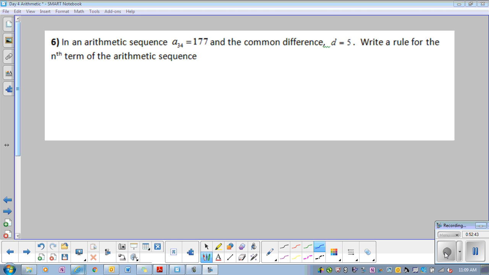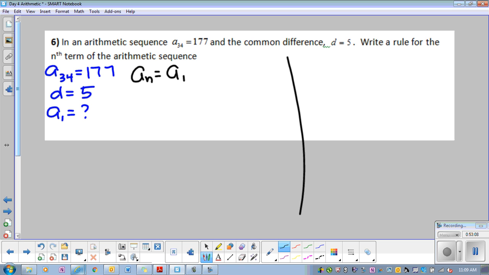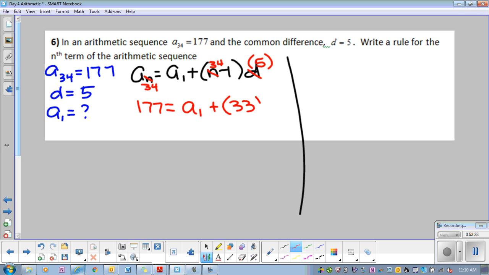All right, so you didn't do the rule yet? Yeah, I haven't done the rule. Okay, well let's try it together then. So we know that a sub 34 equals 177. D equals 5. Now we need to find a sub 1. So I'm going to plug it into my explicit formula. Right? So a sub 1, the n is 34, D is 5. But a sub 34, I need the actual number, which is 177. 34 minus 1 is 33 times the 5, right? 177 equals a sub 1 plus, what's 33 times 5?